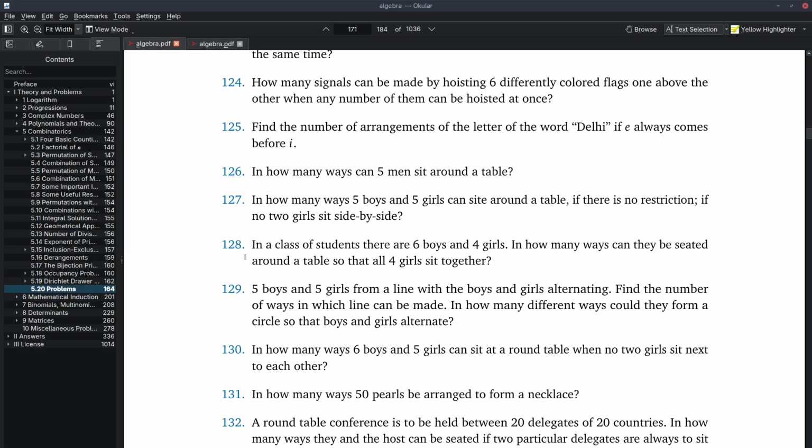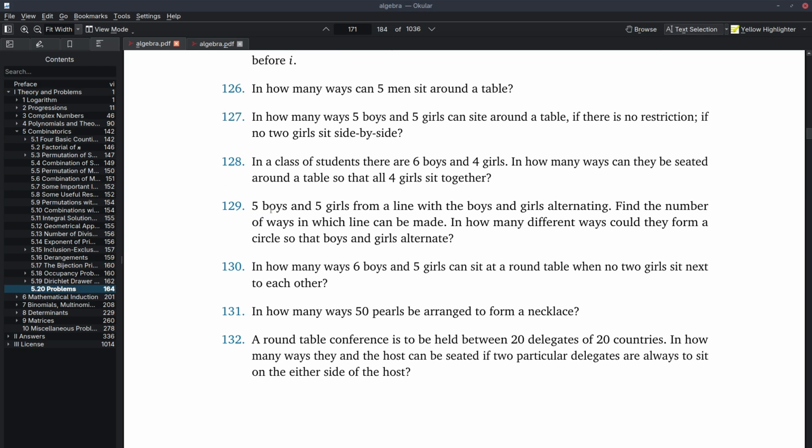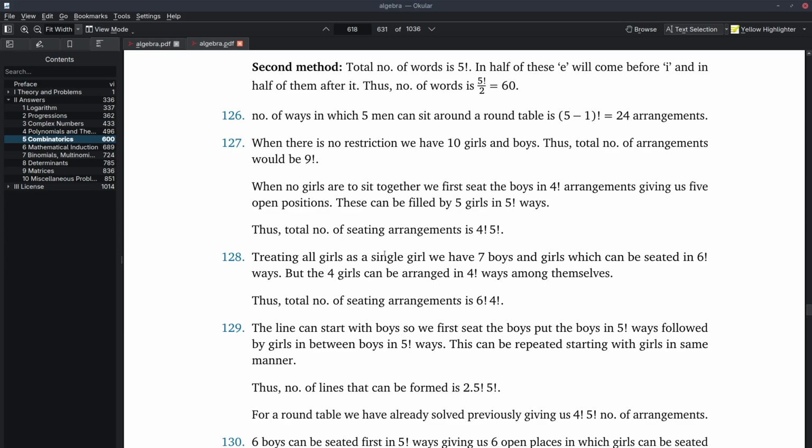Question 129 says that 5 boys and 5 girls form a line. This should be for, not from. Form a line with the boys and girls alternating. Find the number of ways in which a line can be made. In how many different ways could they form a circle so that boys and girls alternate?